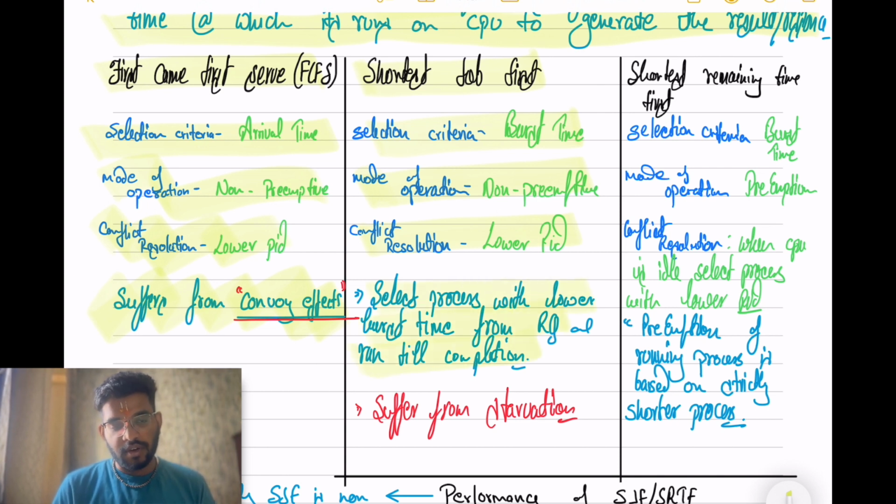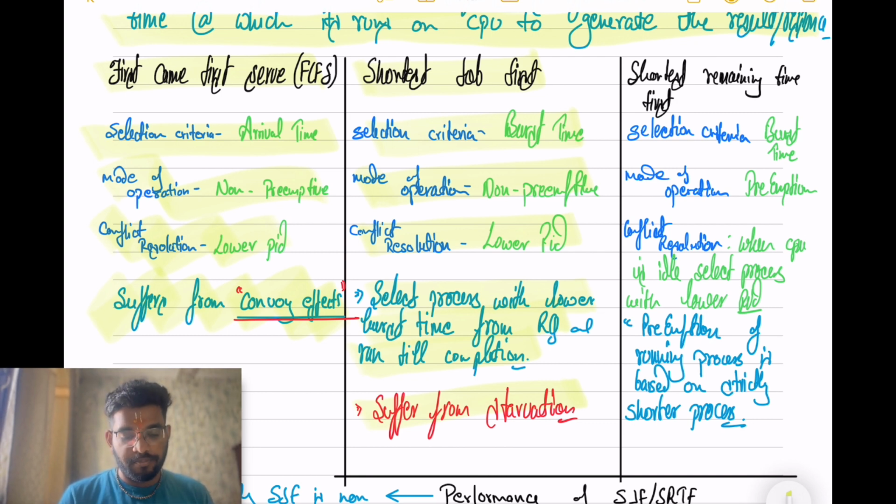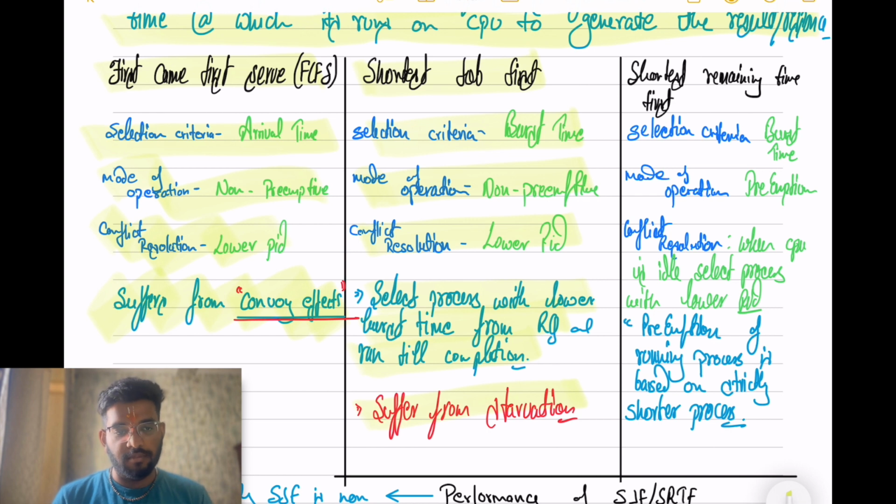It suffers from starvation. Like when there is only one process with a very large burst time, and as it is the only one, it starts running on CPU. While running, many smaller processes arrive in the ready queue, but they cannot preempt it, so they starve. It is similar to the convoy effect that we studied in first come first serve.